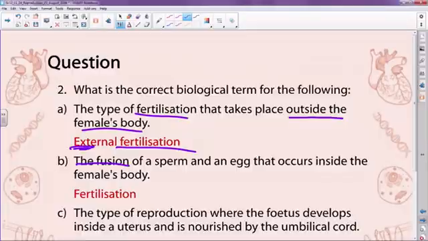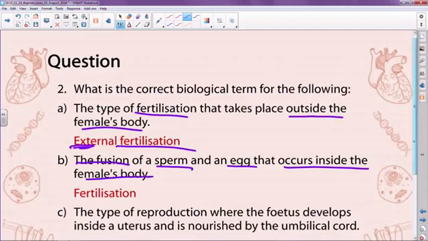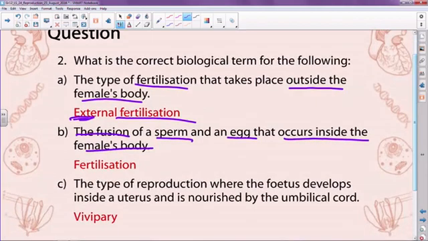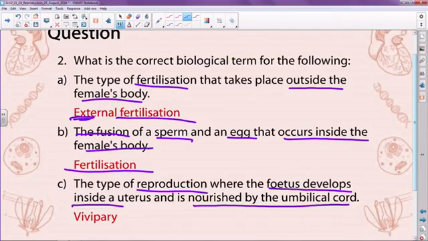The fusion of sperm and egg that occurs inside the female's body. That's simple. That is just internal, but it's just called fertilization. And then the last one, the type of reproduction where a fetus develops inside the uterus and is nourished by an umbilical cord. Come on, I've already given it to you. It's vivipary. Okay, you guys all got those right. I'm sure you did. That was very easy.